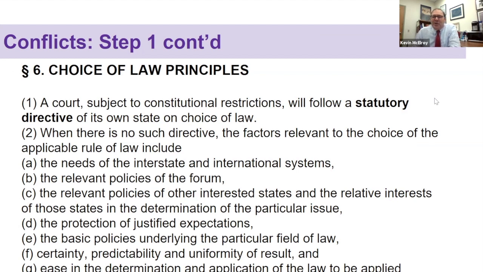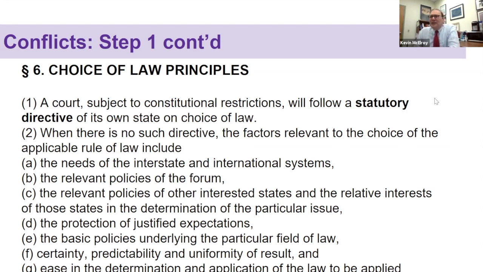The basic policies underlying the particular field of law. What are general contract rules, sort of majority rules that people would expect to be followed, unless states, again, have taken steps to say, well, that might be what people normally do, but that's not what we do in this state, all right? Which leads into predictability and uniformity of result. Those are good things. These are all things you want to err on the side of when choosing which state's laws to apply. And ease in determination and application of the law to be applied.